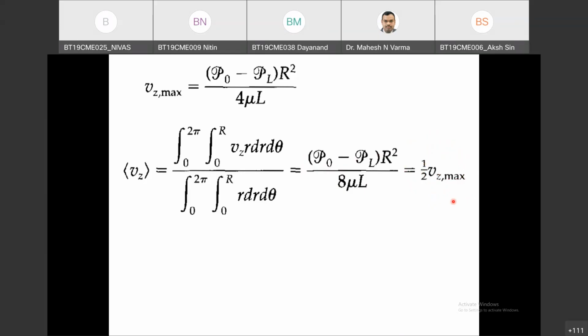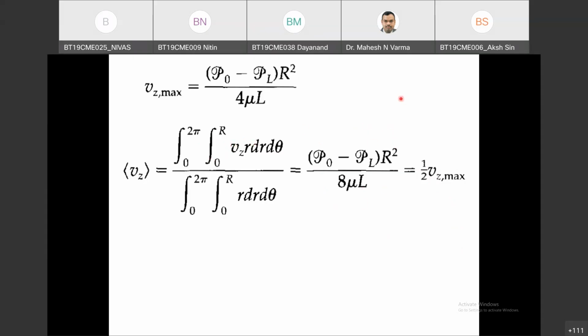Anybody is not getting this equation? Can write in chat box. Anybody else getting this equation? Nobody is getting. Okay. So if somebody is not getting this, just concentrate on this integration and do integration properly.